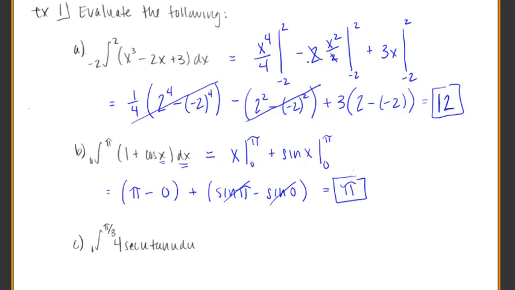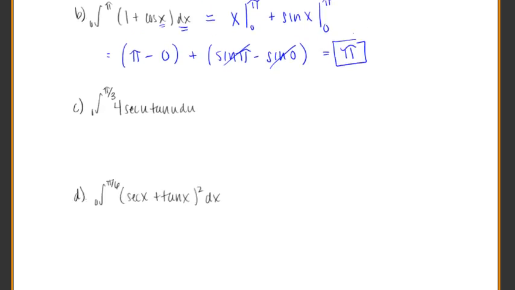Okay, example C. My function this time is secant u tangent u du. And with a 4 in front, so I can almost write that as I want to pull the 4 out and take the integral from 1 to pi over 3 of secant u tangent u du.